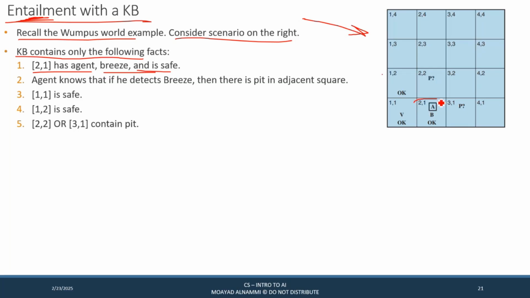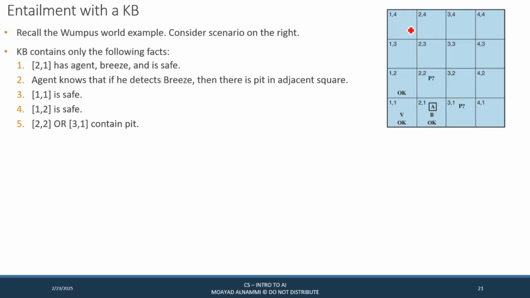So this is this situation here. We know that the agent knows that if he detects the breeze, then there's a pit in an adjacent square. So these are related to mechanics. We know that 1-1 is safe. We know that 1-2 is safe. And we know that 2-2 or 3-1 contains a pit. Okay. So this is given for this current environment status. These are the facts in our knowledge base.